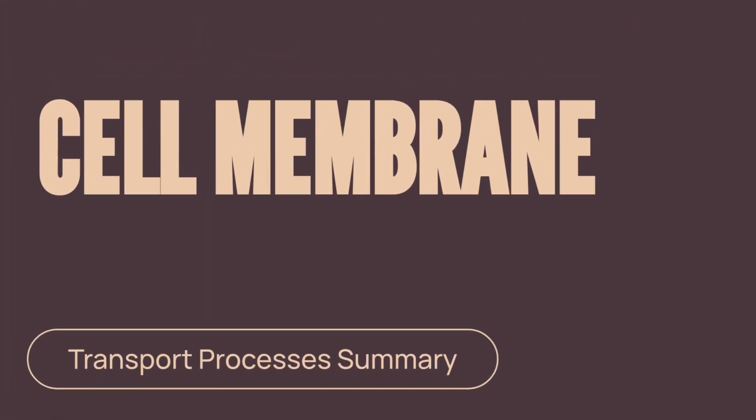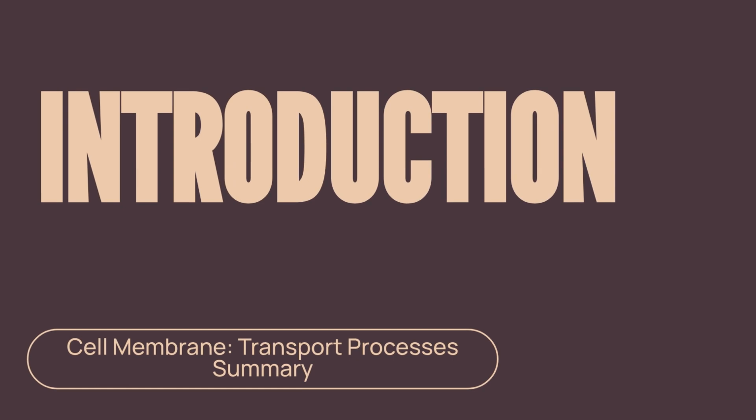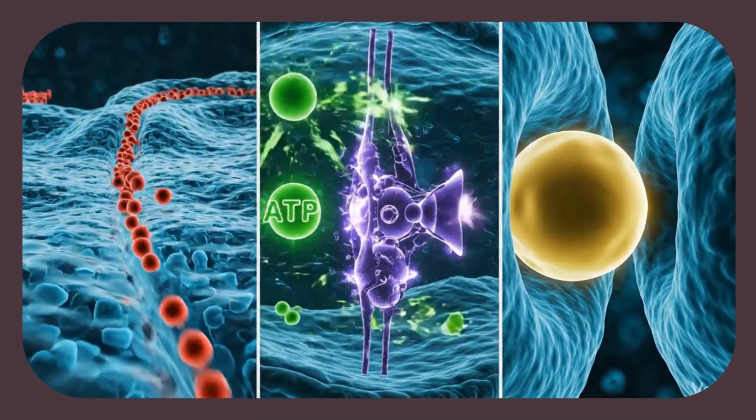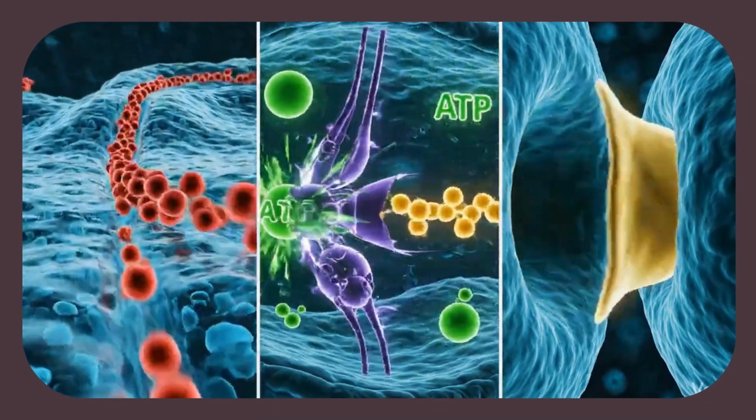Now we're diving into a quick summary of how the cell membrane manages transport, a vital process for all life. The cell membrane is constantly working to maintain the perfect internal environment. Let's recap the 3 incredible ways it moves materials in and out. Get ready for a visual journey through passive, active, and bulk transport.